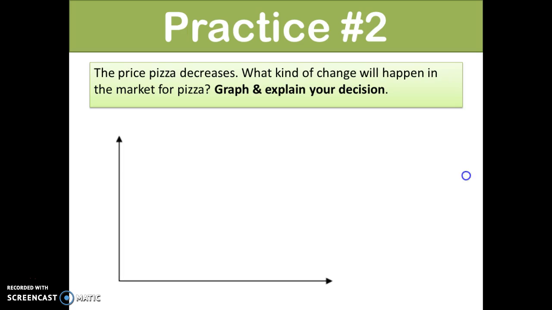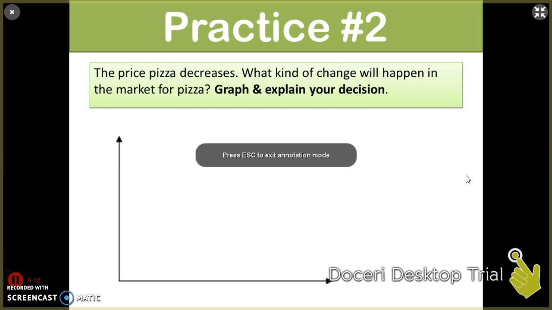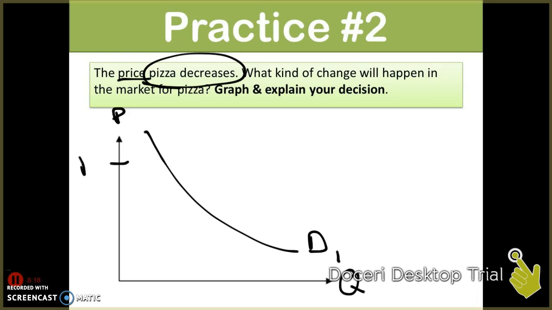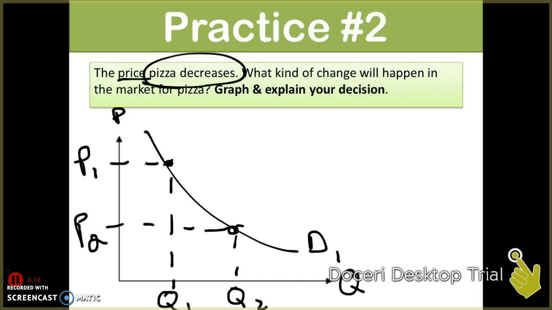All right, let's take a look at this one together. We always start off with our axes, and we should always remember to label our axes, P and Q. In this case, we need our demand curve. The price of pizza decreases. So we're going to start here with P1, and we're going to hit the demand curve right there. We'll have our Q1 right here for our first quantity. Then if the price decreases, let's say it goes down here, we're going to be at Q2 right here. And so what we have is movement down the demand curve.